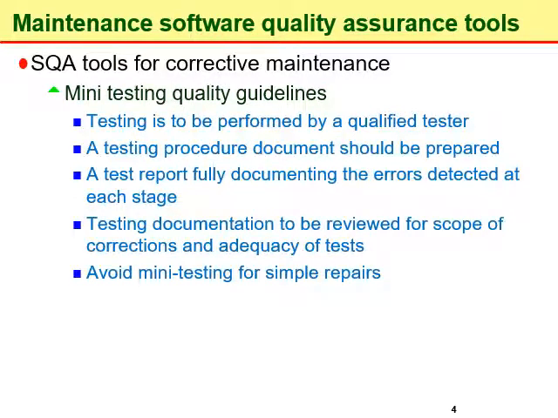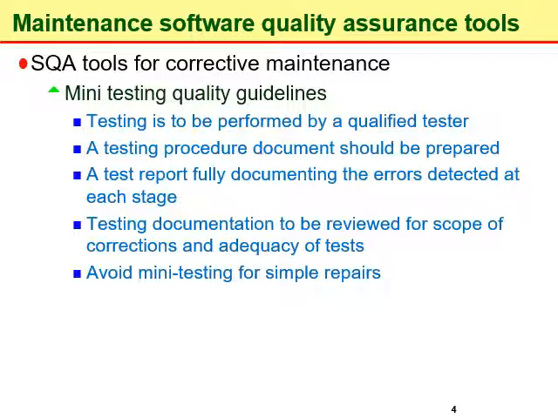In order to assure mini testing quality, there are certain guidelines that should be adhered to. These include, the first one, testing is to be performed by a qualified tester, not by the programmer who carried out the repair. Then a testing procedure document, in most cases 2 to 3 pages long, should be prepared. This document should contain a description of the anticipated effects of the repair, the scope of the corrections, and a list of cases to be activated.